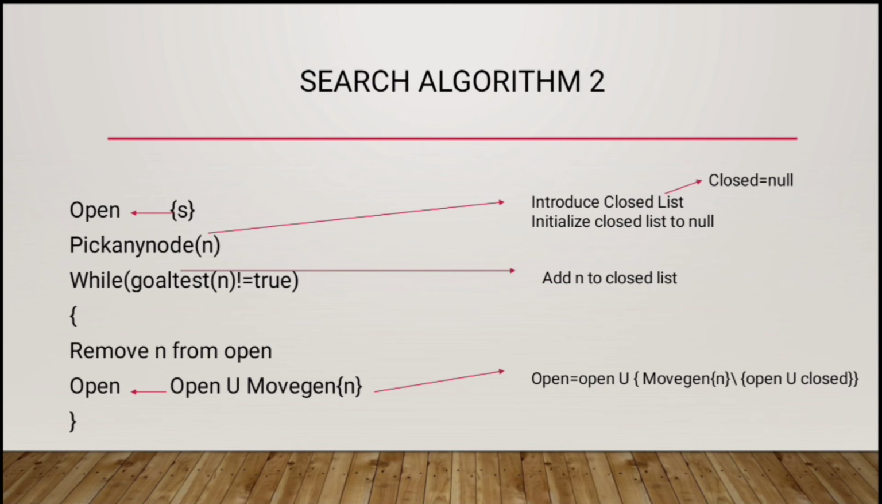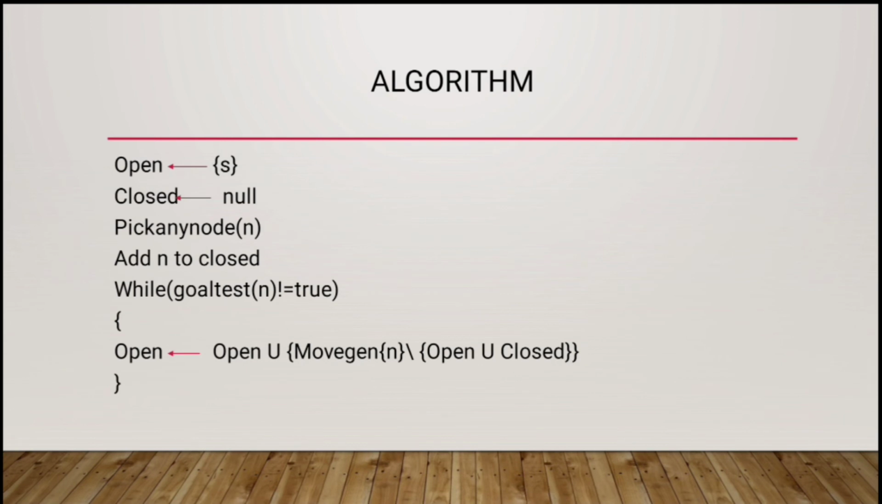So this is our algorithm. This is the exact algorithm that is to be followed, that we discussed now. I've created an open list and a closed list, and I'm going to pick a node from the open list, and I'm going to add that n into the closed list. Next I'm going to test whether the n has reached the goal or not, or else I'm going to do what we have discussed now.